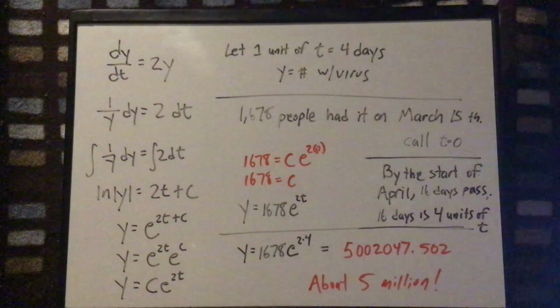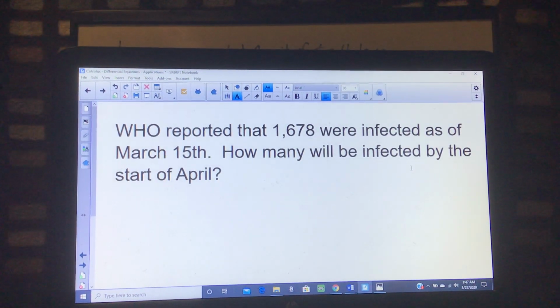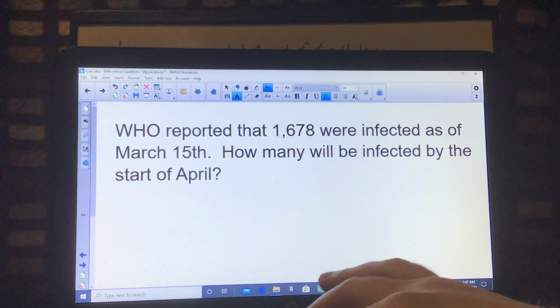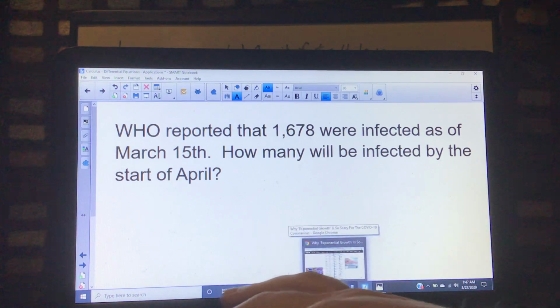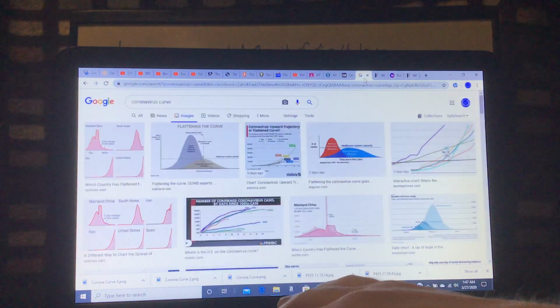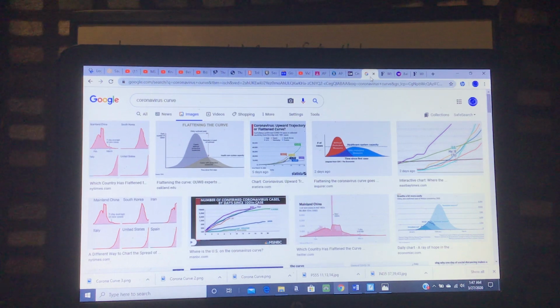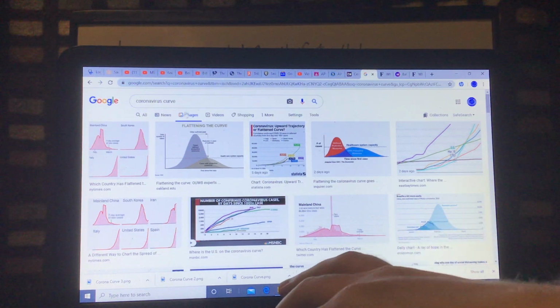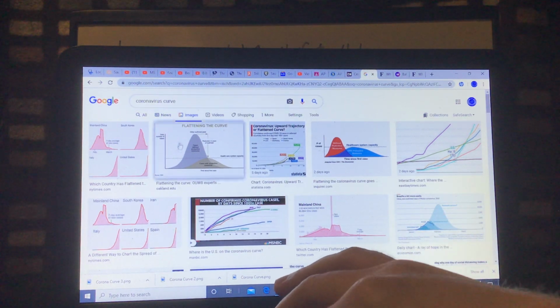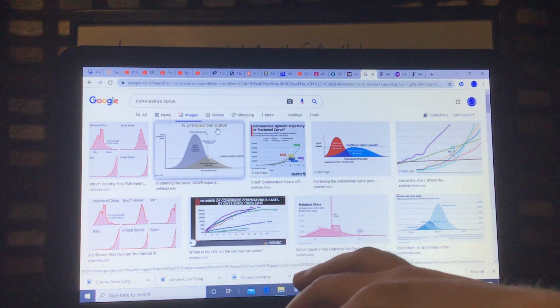Now, one other thing they've talked a lot about, which is funny because it's really calculus and a lot of people don't realize it, and it came up as I was searching this, is you hear all these people go, "flatten the curve, flatten the curve." Here's some of the data I found. What do they talk about? I didn't even put in flatten the curve, I just put coronavirus curve, and you can see all these pictures.